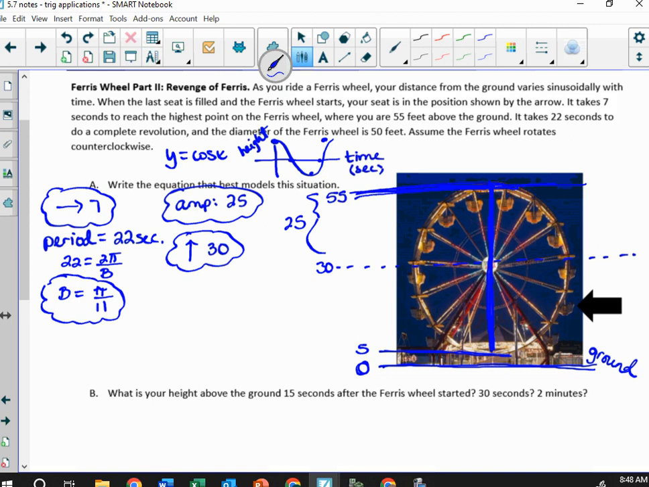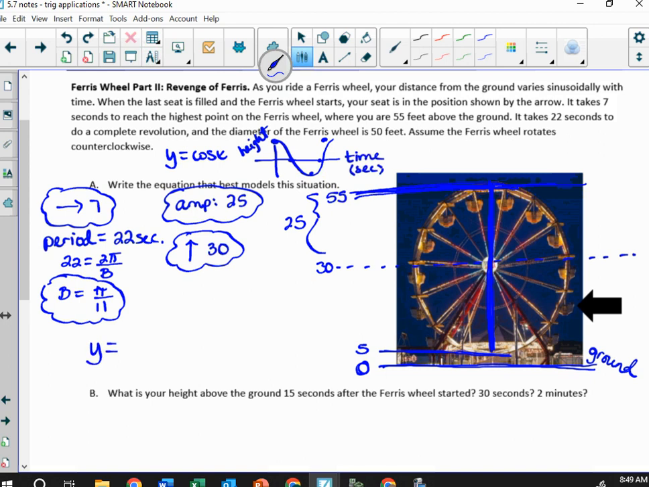So any questions on the 7, pi over 11, 25, or 30? Any of those you're like, I don't know where that number came from? Okay, let's write our equation then. Do you think I need a y equals? Yes, please, when I ask you to write an equation, actually write an equation.